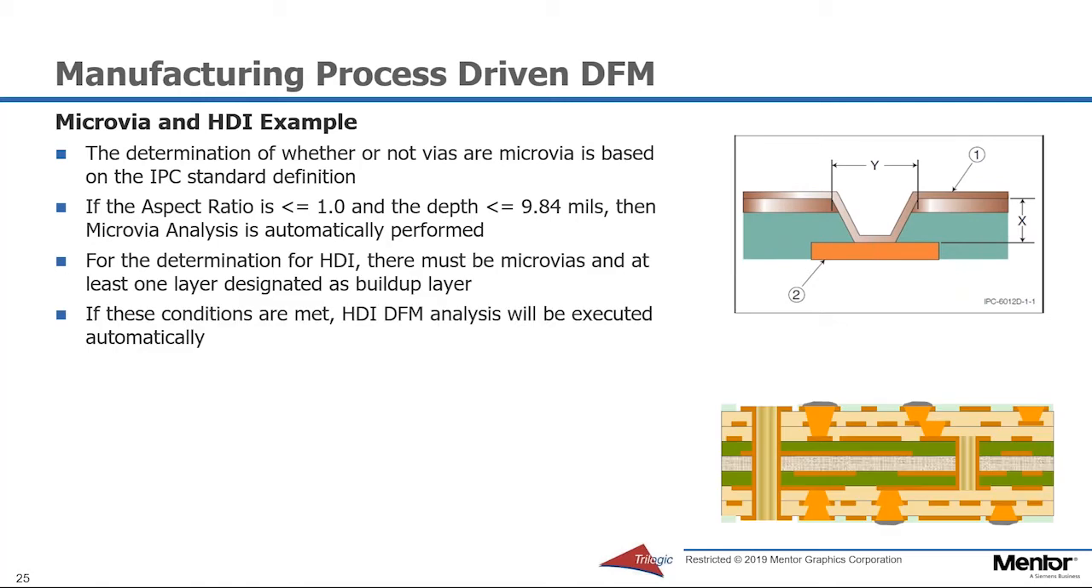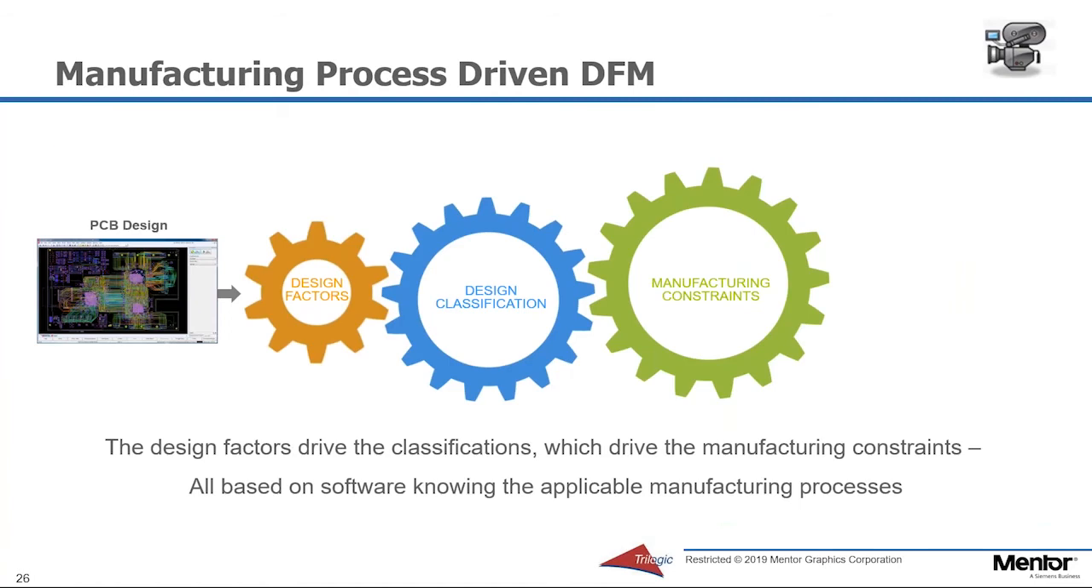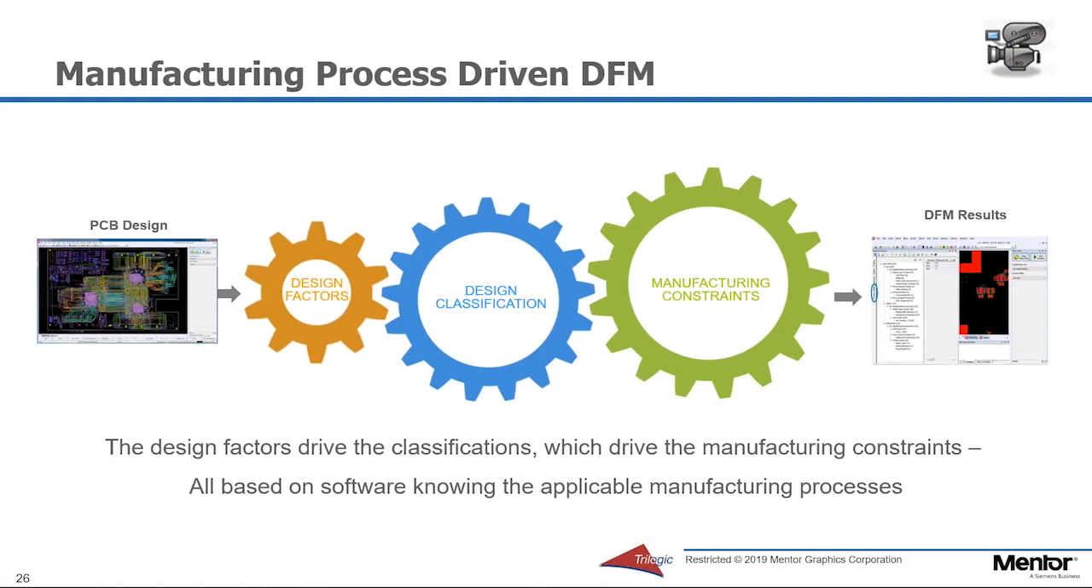If there are micro-vias and at least one layer designated as a build-up layer, then HDI DFM analysis will be executed automatically. Valor NPI is the only DFM software that is manufacturing process-driven, using the knowledge of which manufacturing processes apply to automatically determine the correct checks to run and DFM rules to use. When the design is ready to Valor, the design factors drive the design classifications, which then drives the manufacturing constraints. All this is based on the software knowing the manufacturing processes applicable based on the design.